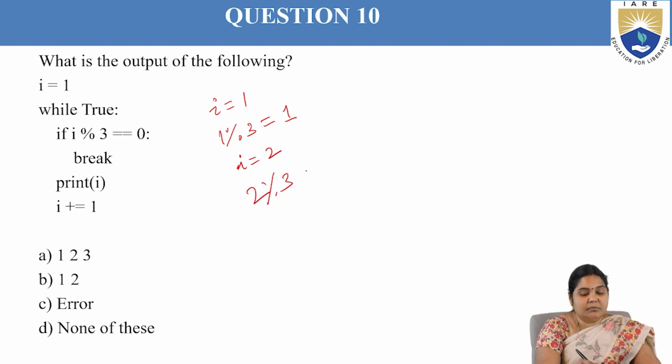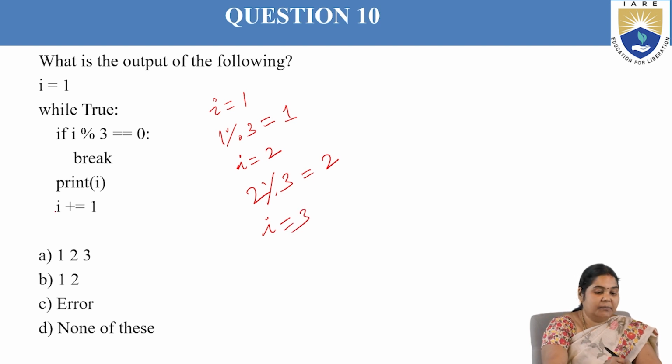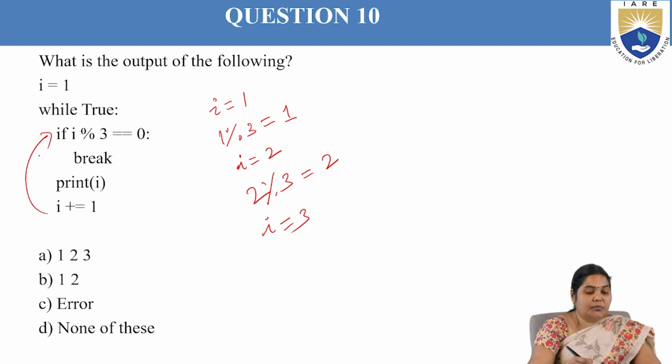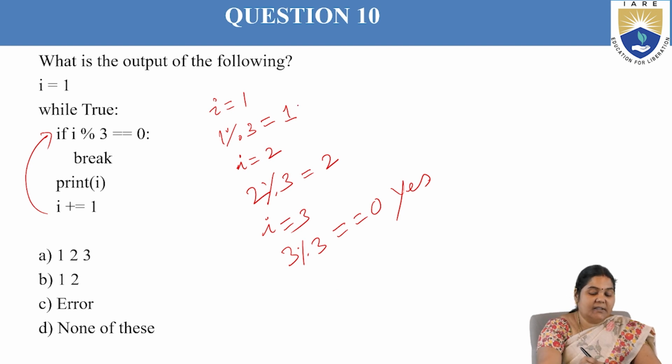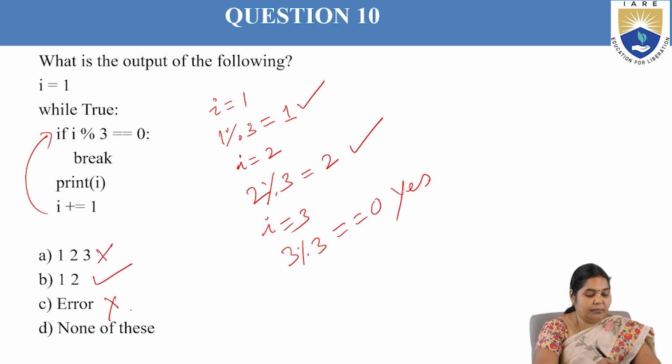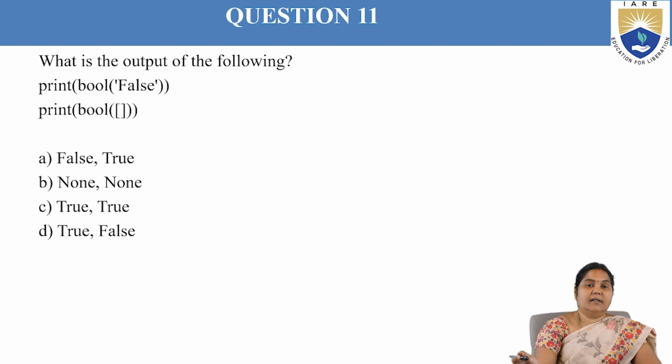While loop is always true. It is 2. Then, I becomes 3. So, when I becomes 3, again you go to the loop. 3 modulus 3 is equal to 0. Yes, it is 0. So, break the loop. So, what is the I value printed? 1 and 2. So, 1, 2, 3, no. 1, 2 is the correct answer. Error, no. And this is no. So, this is a very similar question to what we have discussed. Let us move on to the next question.